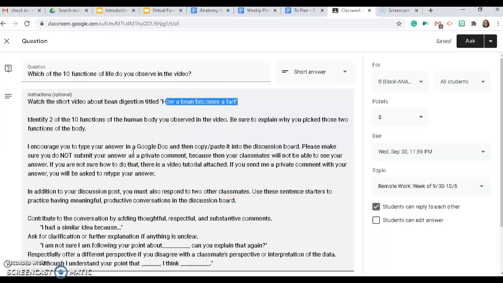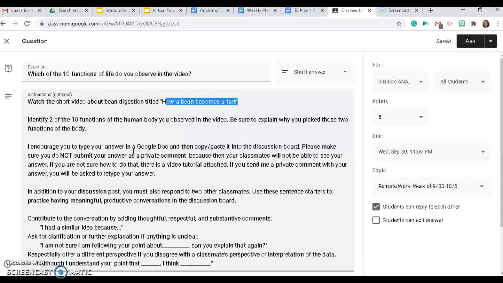As you watch the video, I want you to be thinking about those 10 different functions of the human body that were discussed in the Ed Puzzle. I want you to identify two of the 10 functions you observed in this video clip, and then explain why you picked those functions of the body, or how this example fits those functions of the body.